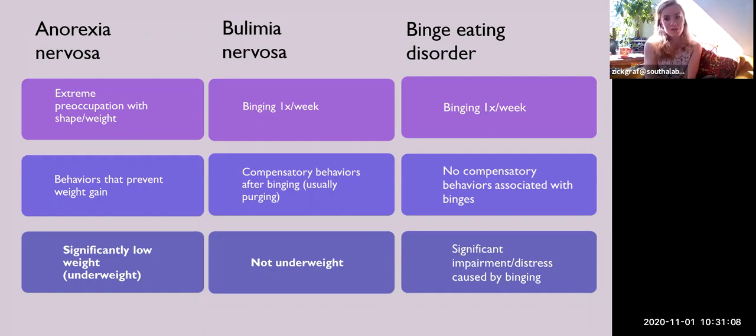And notice that impairment and distress aren't diagnostic criteria for anorexia and bulimia nervosa. These disorders have what we might consider slightly more objective diagnostic criteria, in that for anorexia, you have to be underweight and engaging in certain behaviors to prevent weight gain. And for bulimia nervosa, you cannot be underweight and have to be engaging in binging and compensatory, usually purging, behaviors.